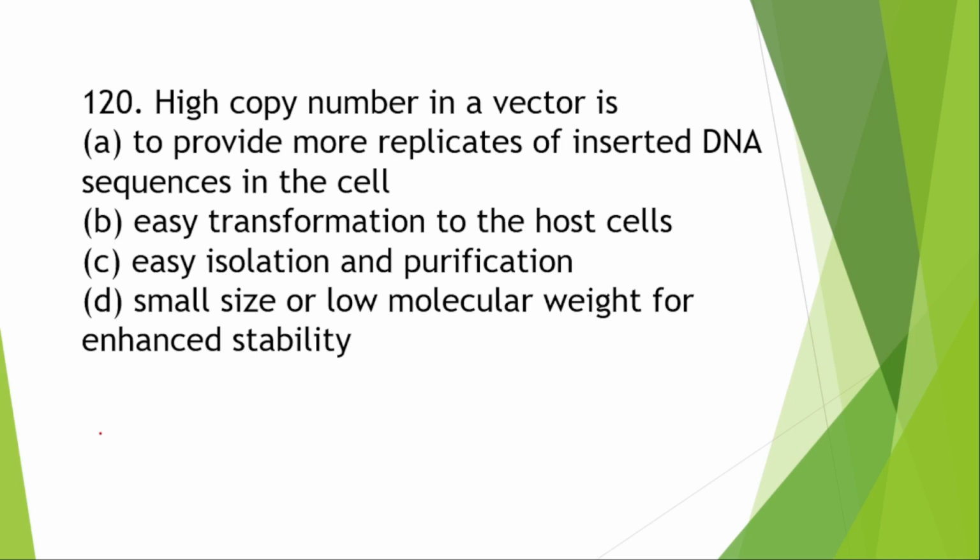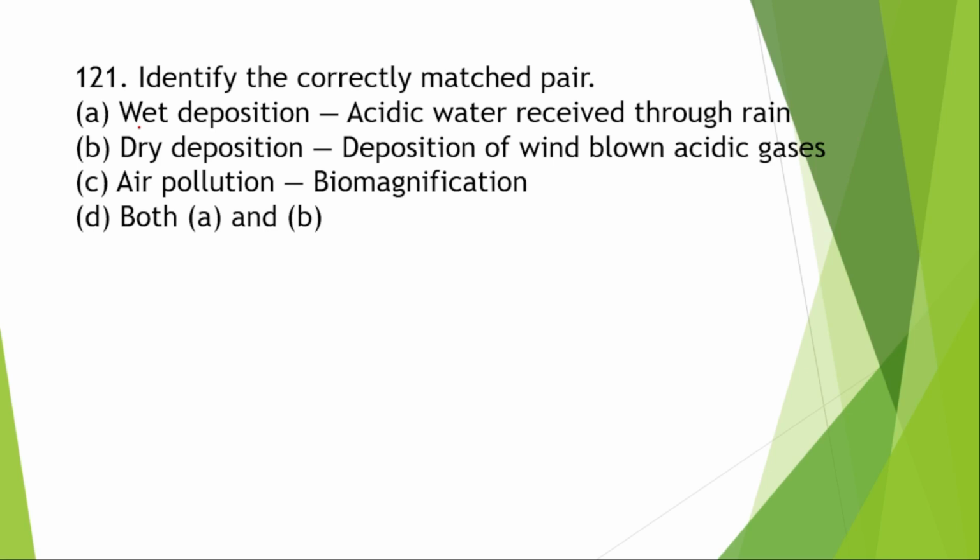Next, 120. High copy number in a vector is to provide more replicates of the inserted DNA sequence in the cell, B. easy transformation to the host cells, C. easy isolation and purification, and D. small size or low molecular weight for enhanced stability. So here high copy number in the vector is to provide more replicates of the inserted DNA sequence in a cell. 121. Identify the correct matched pair.